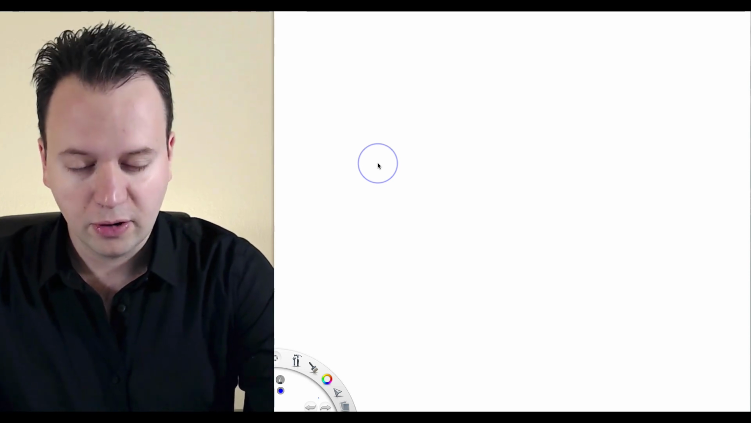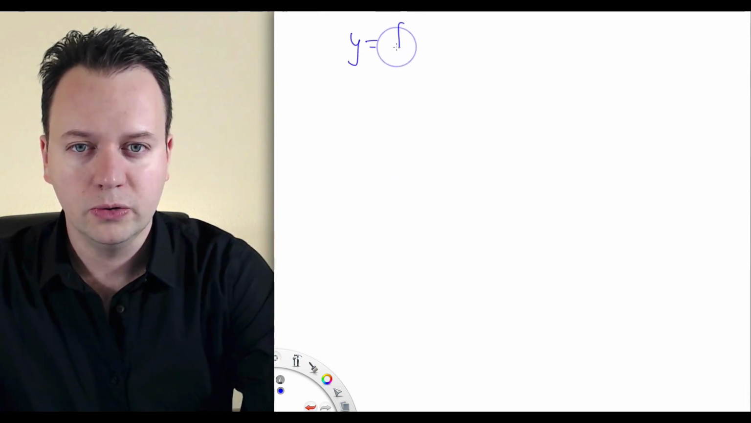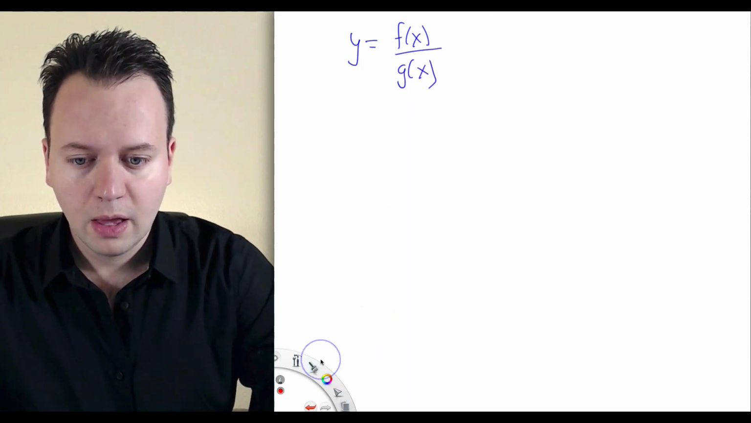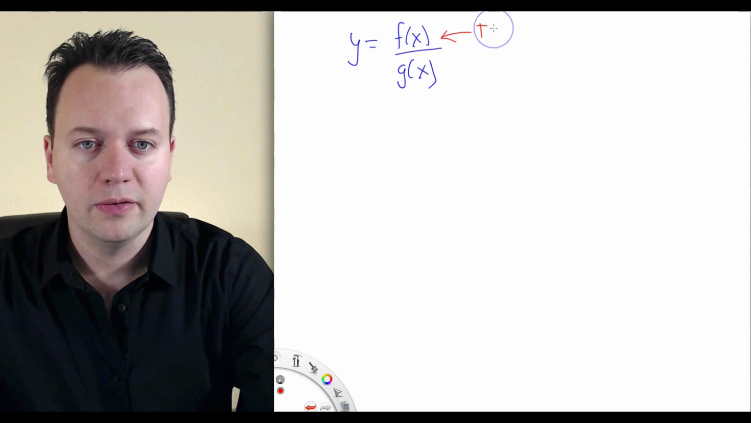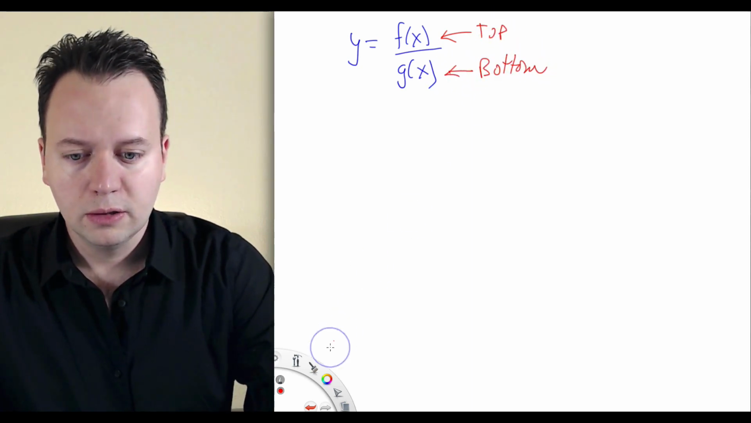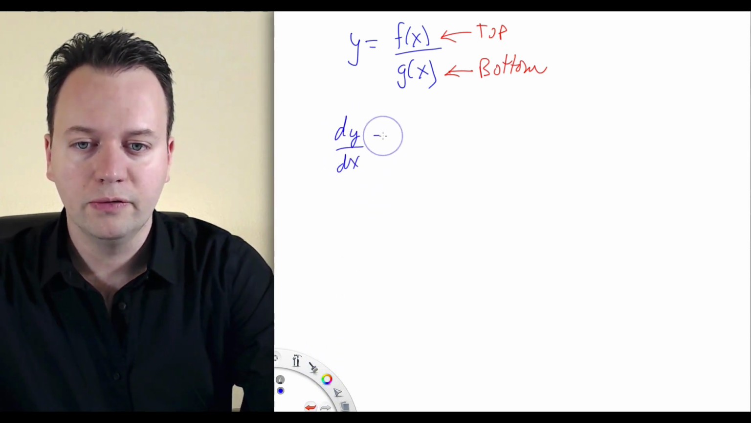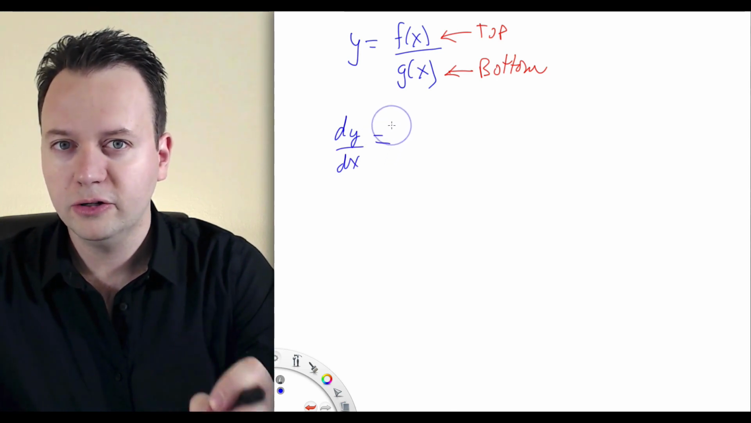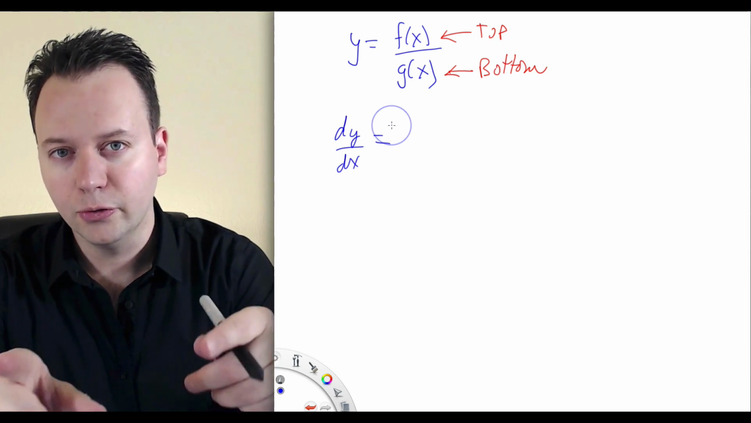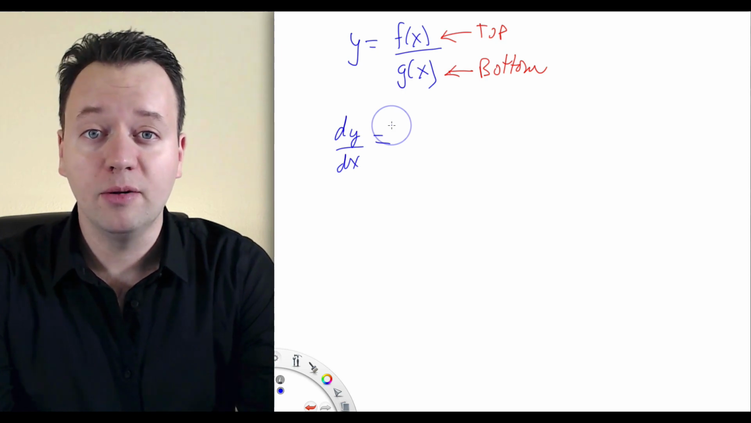So suppose you have a function, let's say y is equal to f of x divided by g of x. So we have one function on top, so we'll call this the top, and then this function is on the bottom. So the quotient rule tells us how to take the derivative of a ratio of two functions. And it literally just says this, that the derivative of the ratio is equal to the bottom times the derivative of the top minus the top times the derivative of the bottom, all divided by the bottom squared.